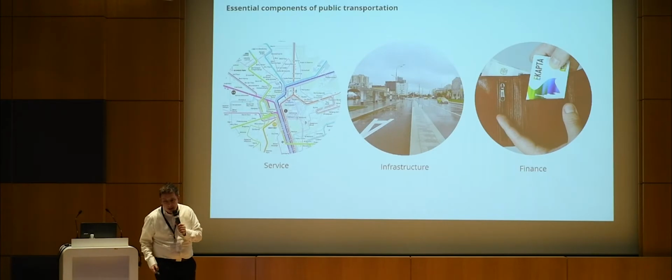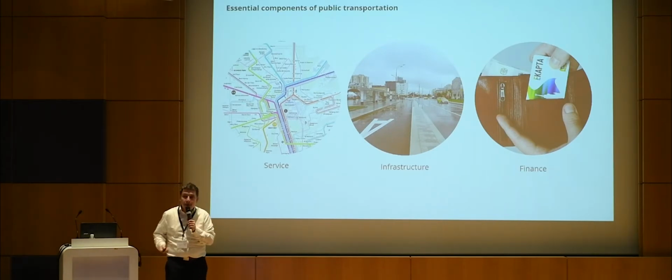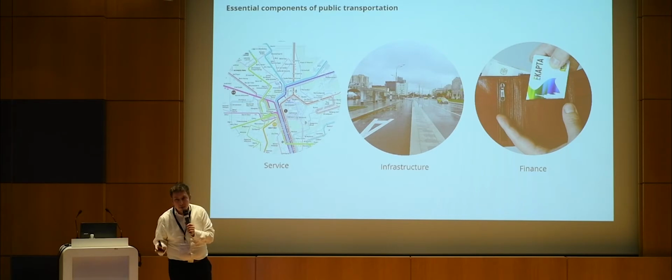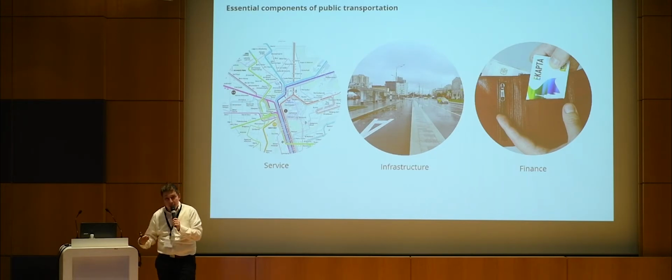So now we're going to the other question. How do we make public transportation useful? How do we make public transportation work? Essential components of every public transport system are three main components: the service, the infrastructure, and the finance. Finance is obviously important, and we're not going to talk much about that in this presentation, but finance is really important because most public transport systems, when they're organized in an efficient manner, do not cover their costs. They have to be subsidized.